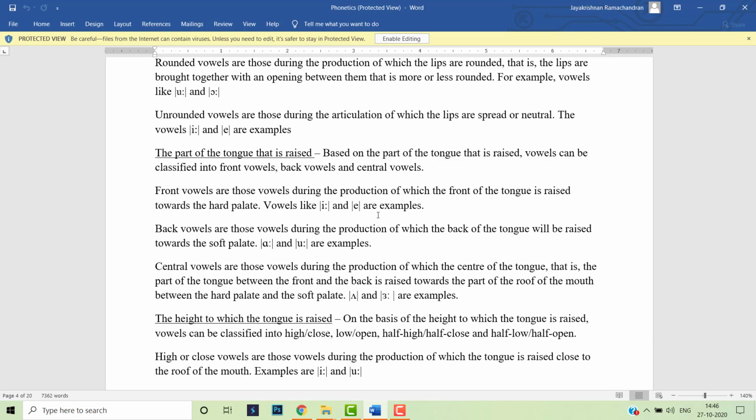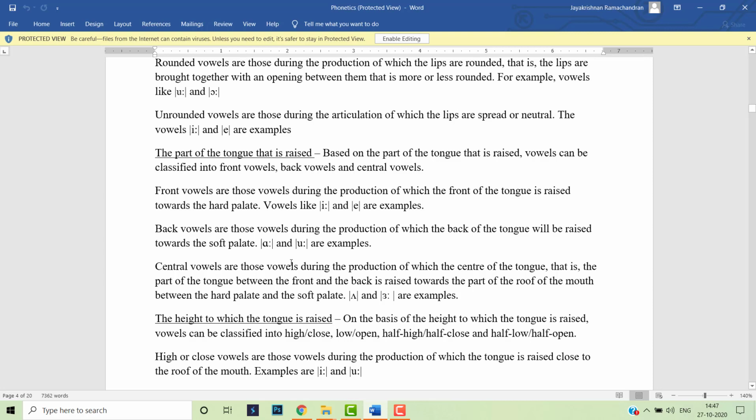Now, back vowels are those vowels during the production of which the back of the tongue will be raised towards the soft palate. So, back of the tongue ആണ് സോഫ്റ്റ് പാലറ്റിന് ഓപ്പോസിറ്റ് ആയിട്ടാണ് വരുന്നത്. So, if you raise the back of the tongue during the production of a vowel sound towards the soft palate, that vowel is called as the back vowel.